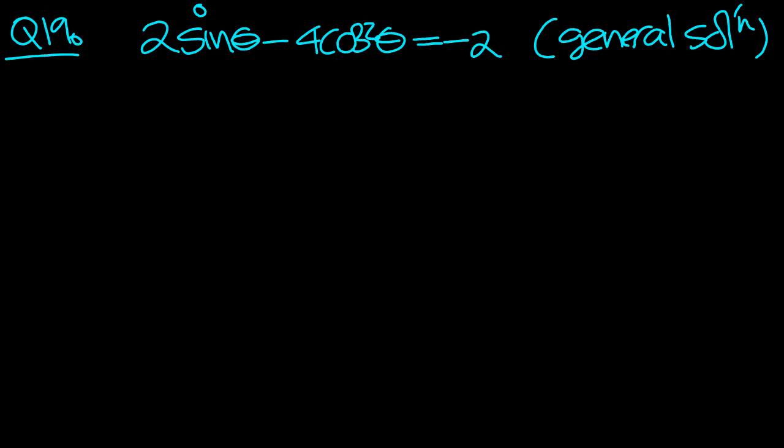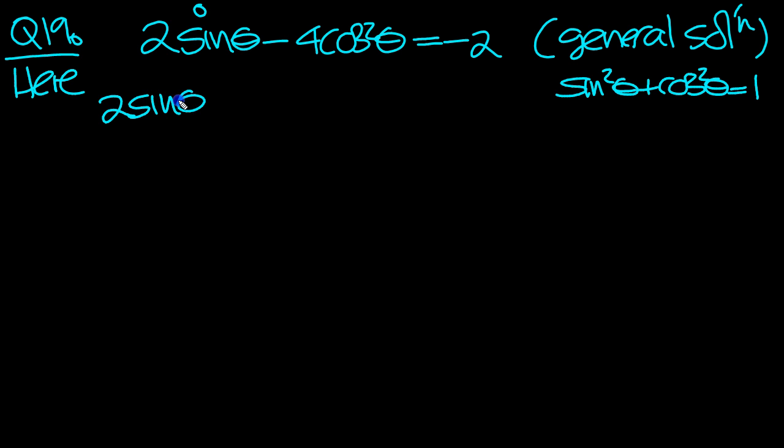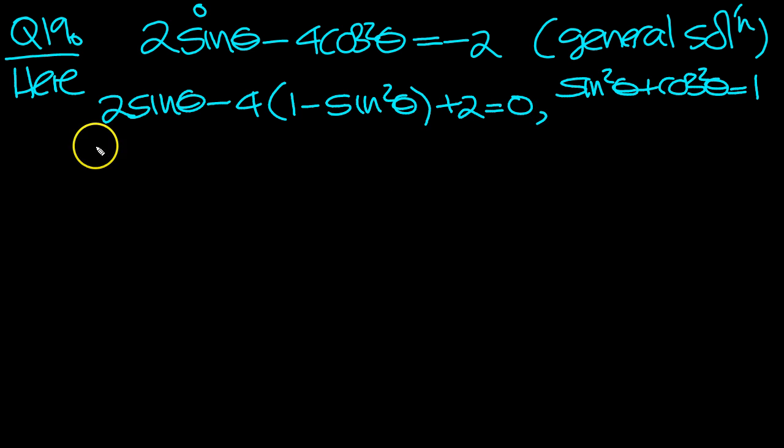Find the general solution then to this trig equation. So here we know that sine squared plus cos squared is 1. So we can obtain a quadratic in sine, can't we? So here we've got 2 sine theta minus 4 cos squared, which we can replace by 1 minus sine squared. Bring the minus 2 over to be plus 2, and then we can let it equal 0.